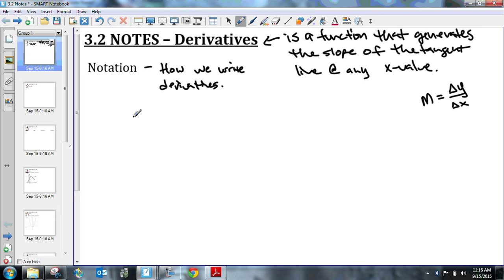So when we talk about notation of a derivative, and this is how we write derivatives, the main thing I want to do is, let's say I have a function f of x, okay? And I want to take this derivative. The notation that I would use is I'd put this in parentheses, and I would write d dx of this function. When I use that notation, d dx, this is a verb. This means that I am taking the derivative.